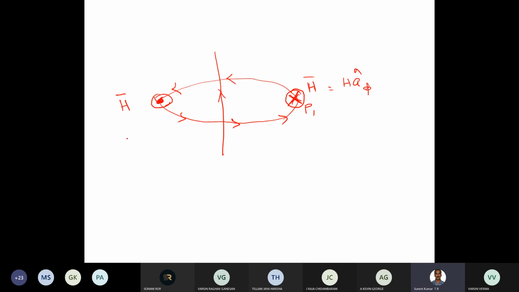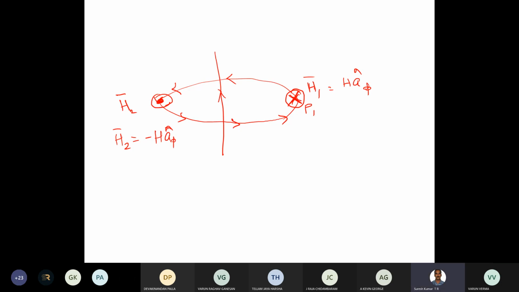If you take this point, what will be the direction? Let us say this is the H1 vector, and this is the H2 vector. That's observation point 2. What is the direction? Minus a phi. Right? So this is in the opposite direction because you are on the other side. So you should use minus a phi. It is related to where you are observing.